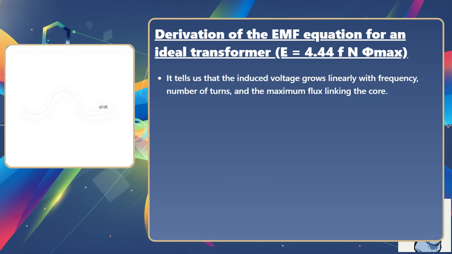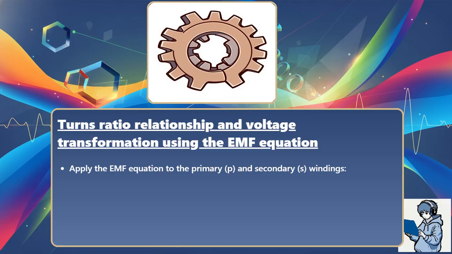It tells us that the induced voltage grows linearly with frequency, number of turns, and the maximum flux linking the core. Apply the EMF equation to the primary P and secondary S windings. E sub P equals 4.44 F N sub P phi max. E sub S equals 4.44 F N sub S phi max.